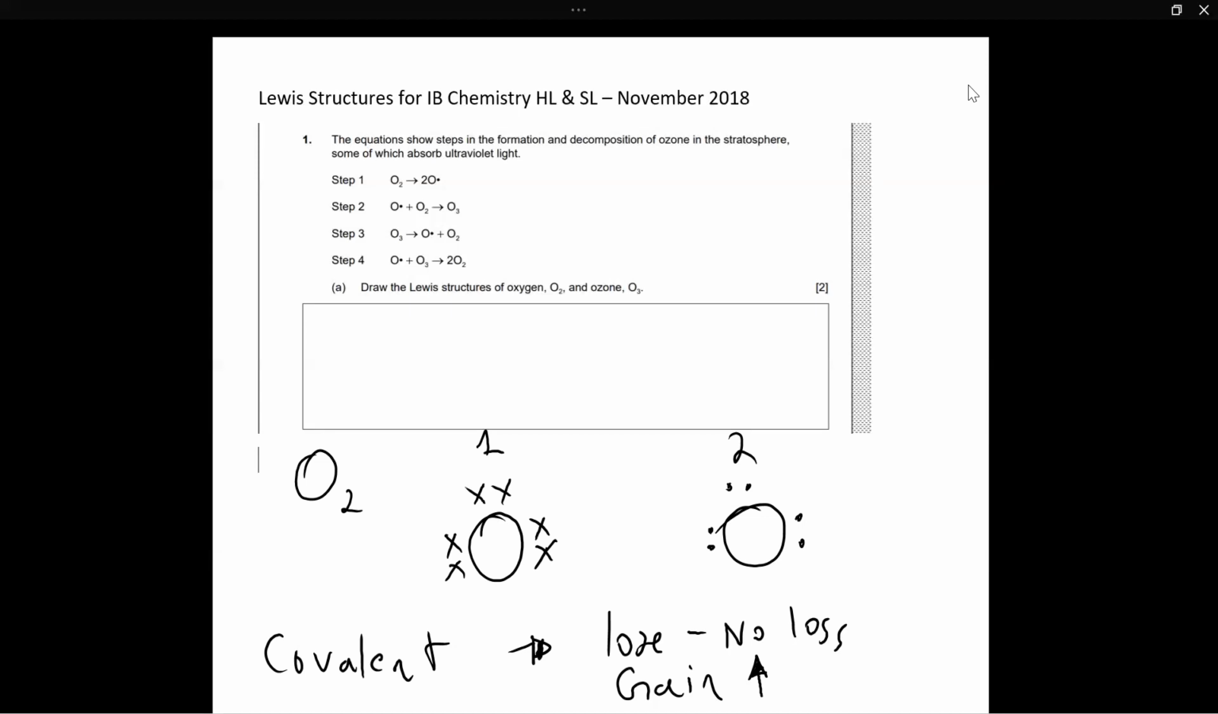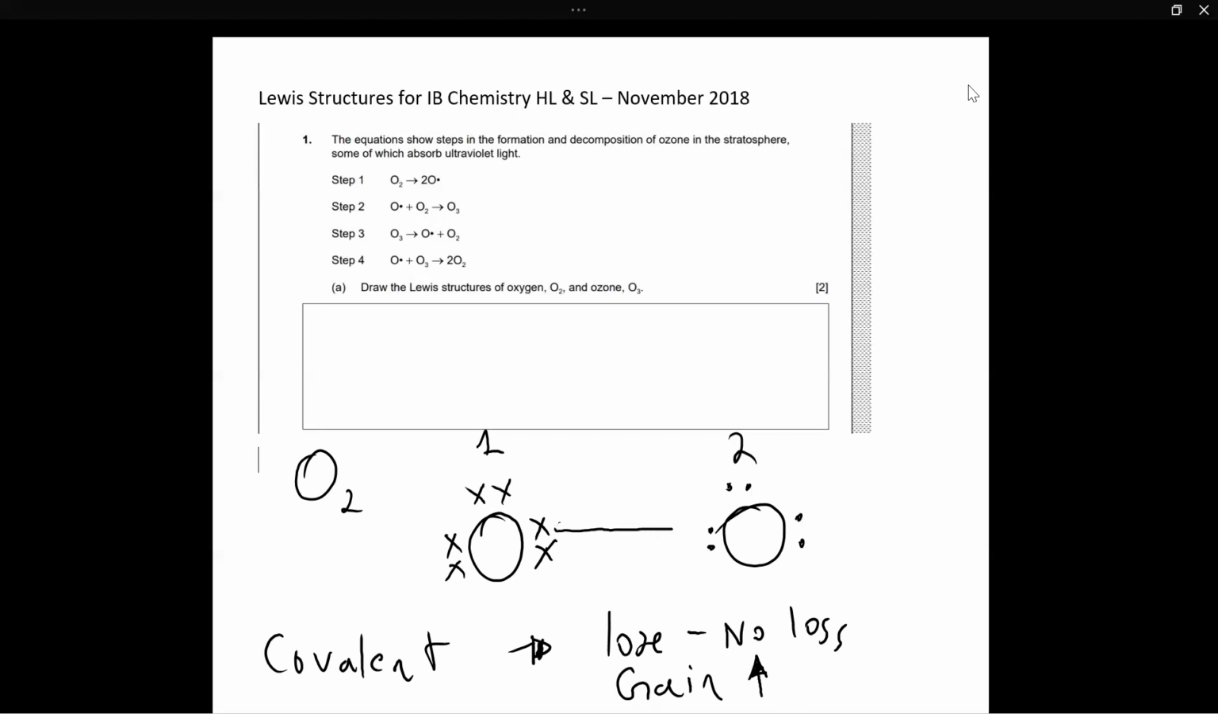So they come to each other and both of them want to gain, right? This one wants to gain, this one wants to gain. None of them are willing to lose. So they say, all right, how about we share our electrons? Oxygen number 2 says, I have 1 electron. I'll share this electron with you, and you share one of your electrons with me in return. So oxygen 1 says, okay, cool.